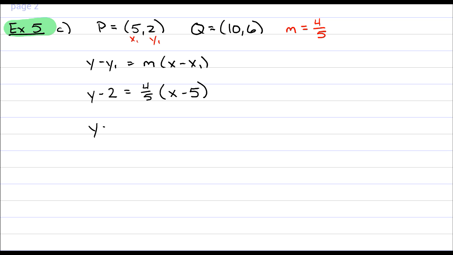Okay, I distribute on the right-hand side, so I get 4 over 5 x, and then I have 4/5 times minus 5. That's just going to give me minus 4. Okay, so then I add 2 to both sides, so that's going to give me y equals 4 over 5 x. Minus 4 plus 2 is minus 2. Okay, and then, so now let's go on to part D.